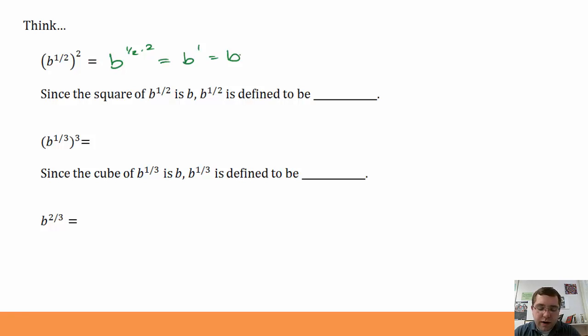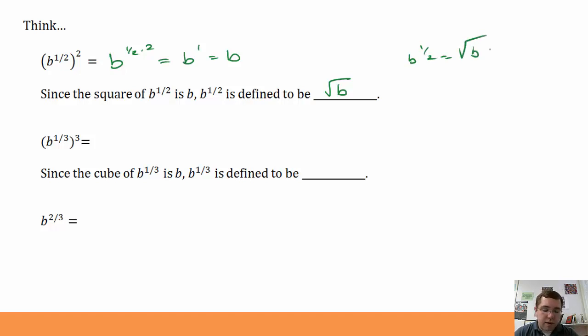So since the square of b to the 1/2 is b, b to the 1/2 must be, and this is the way we define it, the square root of b. Because when I square it, I get b. So it must be the square root of b. So b to the 1/2 equals the square root of b.